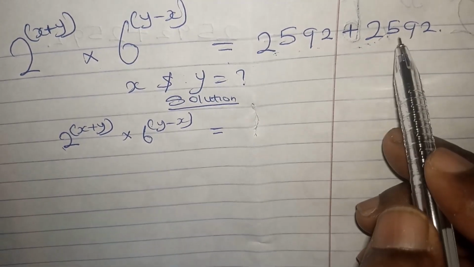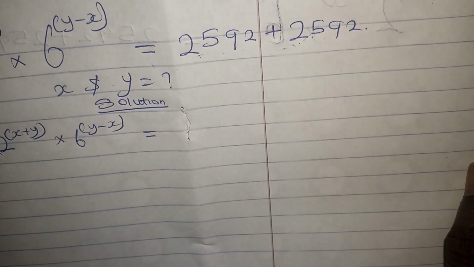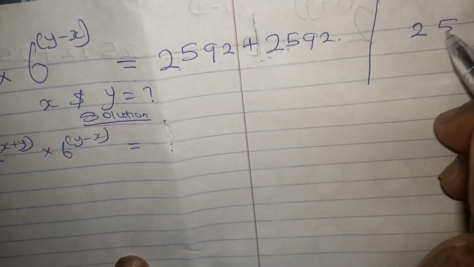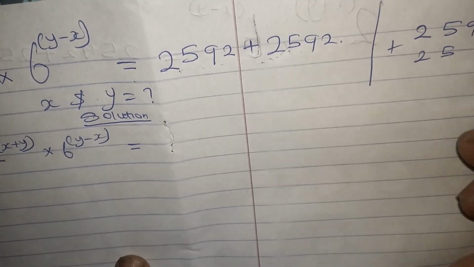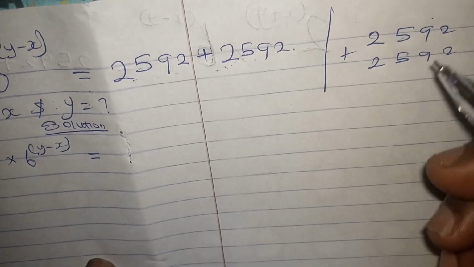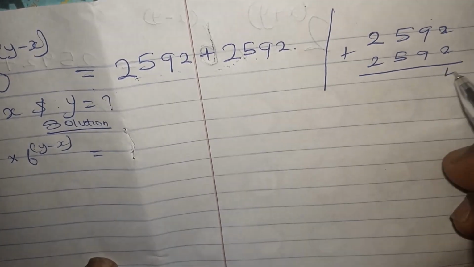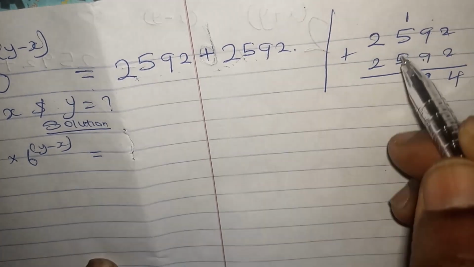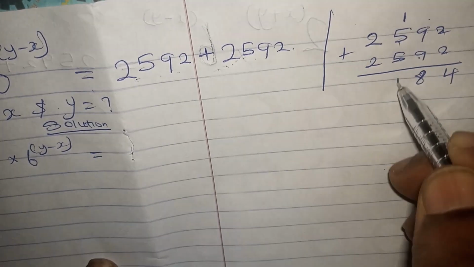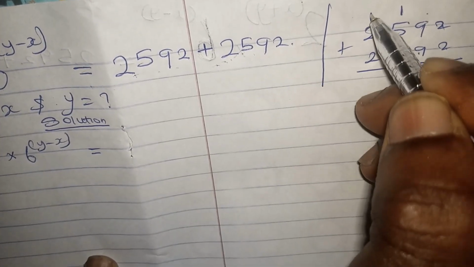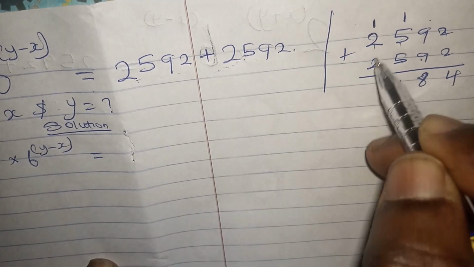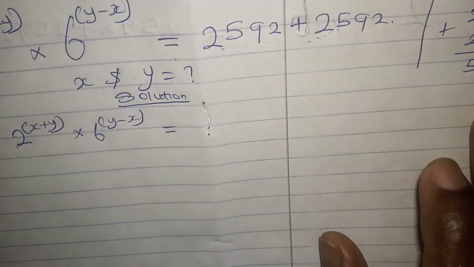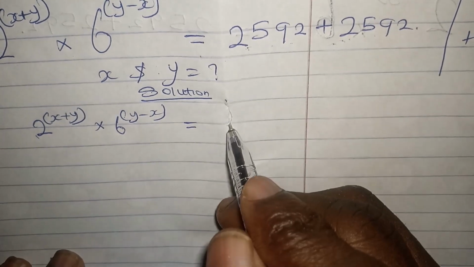2592 plus 2592. If we add them, this plus this is going to give us 4, this plus this is going to give us 18, so we write 8 and carry 1. This plus this gives 10, plus 1 gives 11, so we put 1 and carry 1. This plus this gives 4, 4 plus the carried one gives 5. So we are having 5184.